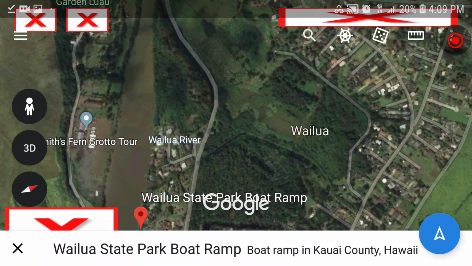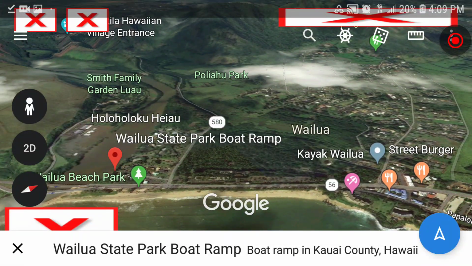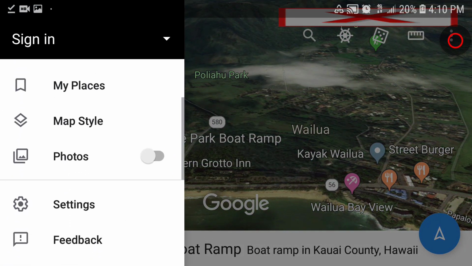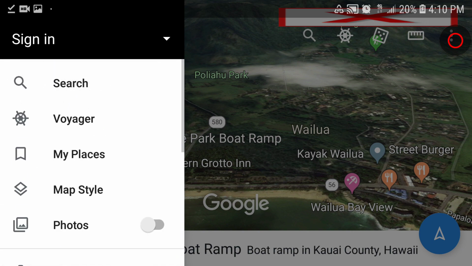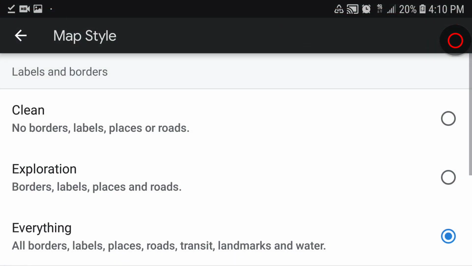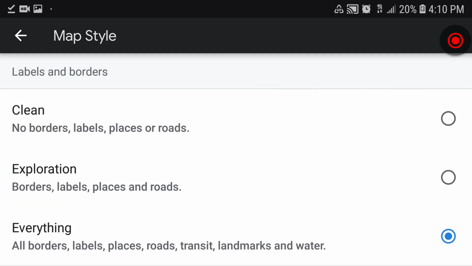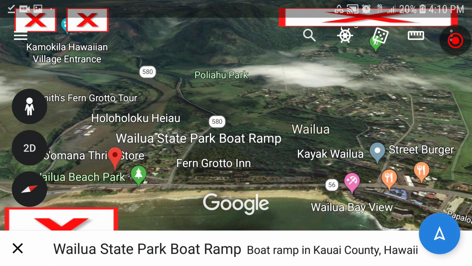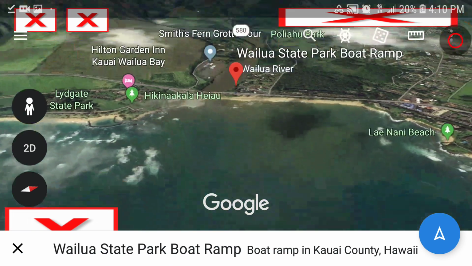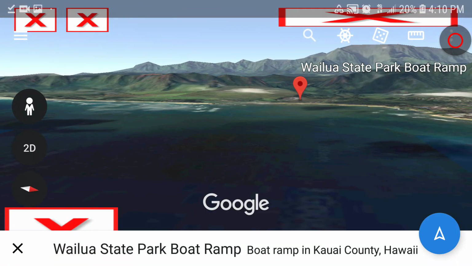Wailua. So if we're in Earth, we might have to do this in 3D for a second. Photos, map style. Clean everything. Turn on 3D buildings, which should mean also terrain. Clean, no borders. Borders, labels, places. Oh, everything. Yeah, let's do everything. Yeah, man, dude. Yeah, there it is. Okay, cool. We're on.